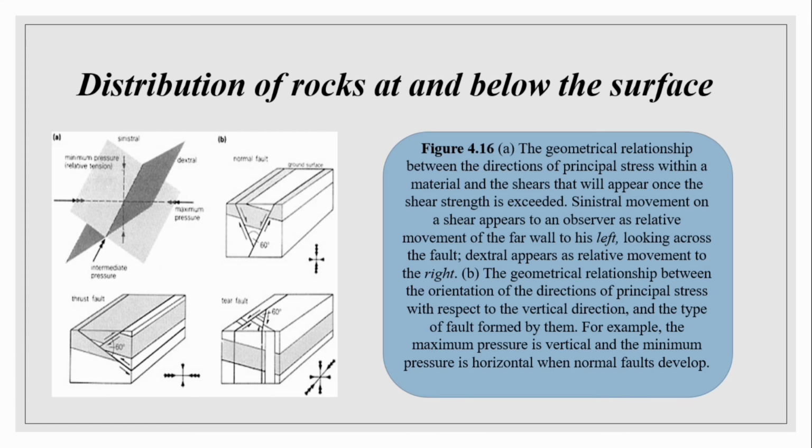In addition, the geometric relationship between the orientations of principal stress directions with respect to vertical directions and the fault type produced by them. For instance, when normal faults develop, the maximum pressure is vertical while the minimum pressure is horizontal. The geological term dextral, known as right lateral movement, describes the opposing plate moving to the right, while sinistral, also known as left lateral movement, describes the opposing plate moving to the left.